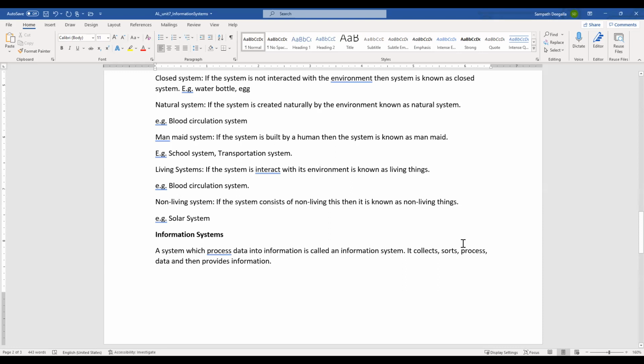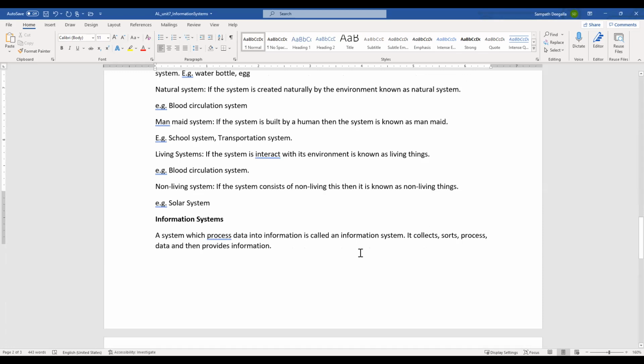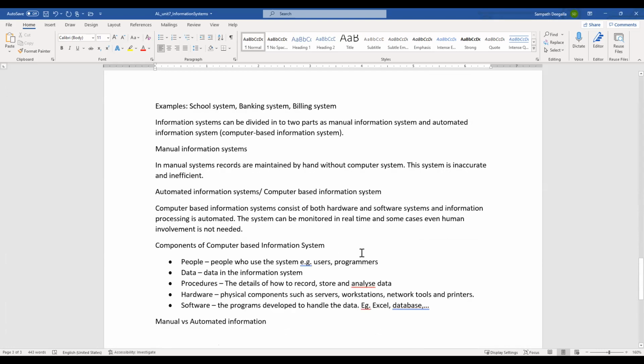What we have discussed so far is systems. Now let's look at what information systems are. In an information system, we are going to process data into information. The expectation is that it should collect, sort, and process data, and provide the information. All the examples that we have seen, like the school system, banking system, and billing system, all have information systems.